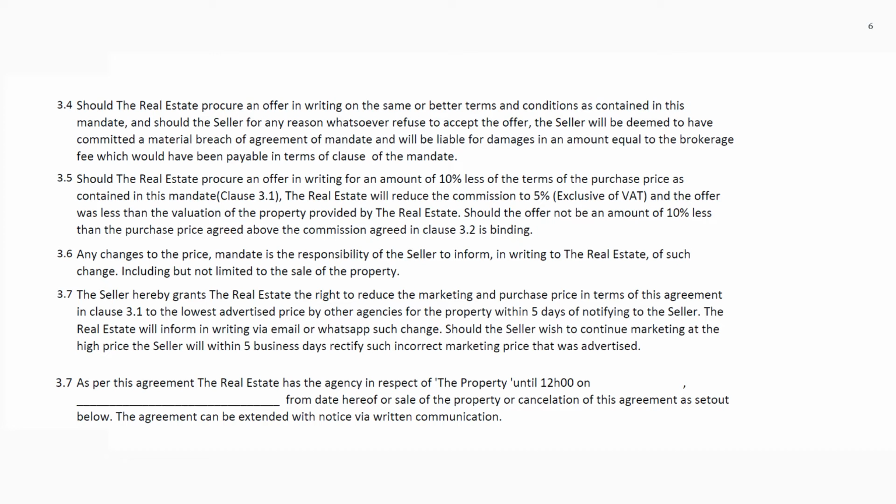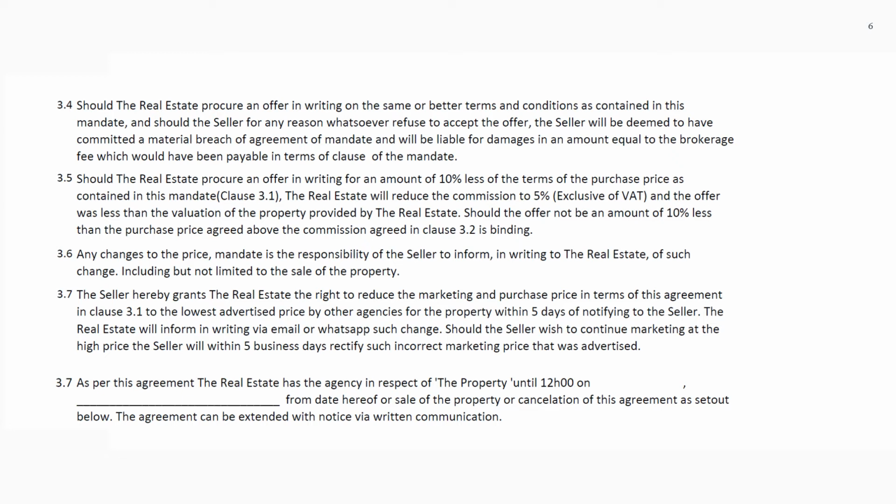Clause 3.4 deals with when the real estate agent brings an offer to purchase which is equal to or better than the asking price as specified in this contract. Should the seller decide that they would like not to accept that offer, the real estate agent has the right to claim damages equal to the brokerage fee as per this agreement.